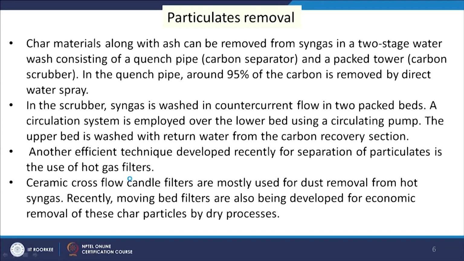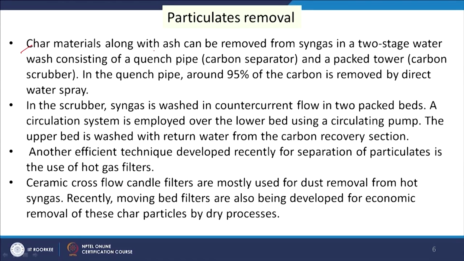Now, we will see how particulates can be removed from the syngas. As you know, some of the reactor configurations use very fine particles of coal, and those fine particles can be carried over if not completely burned, or in some applications tar particles also come.